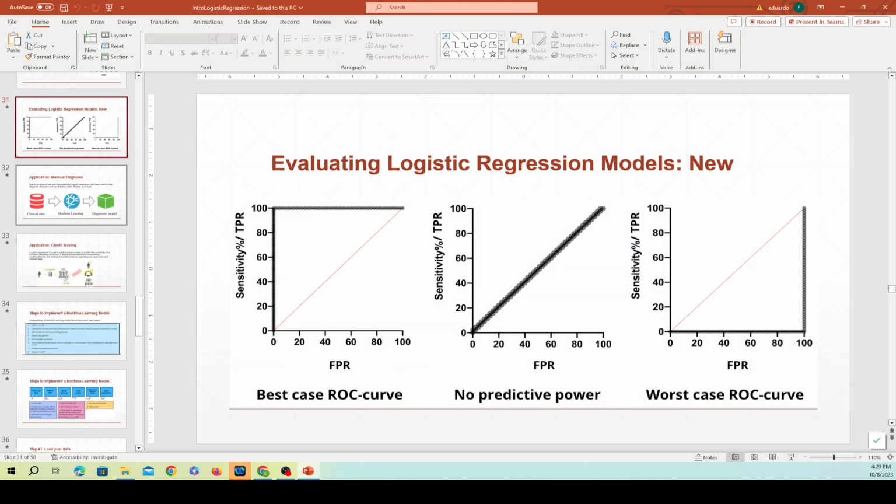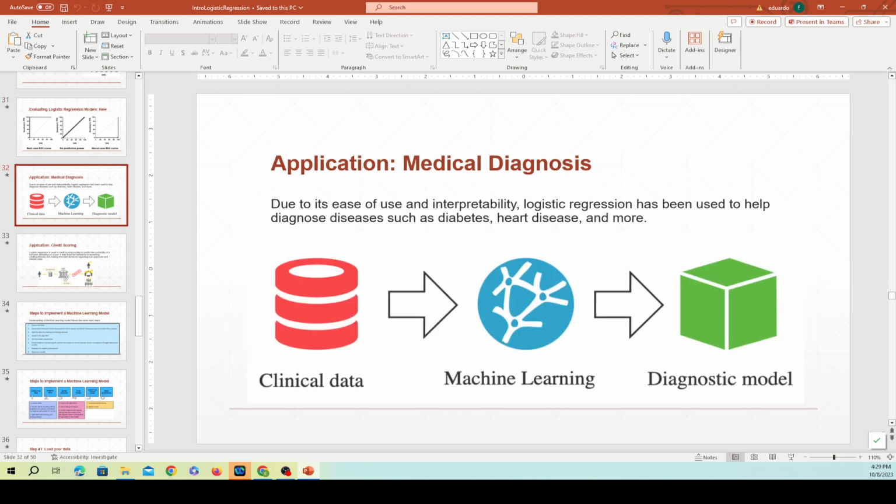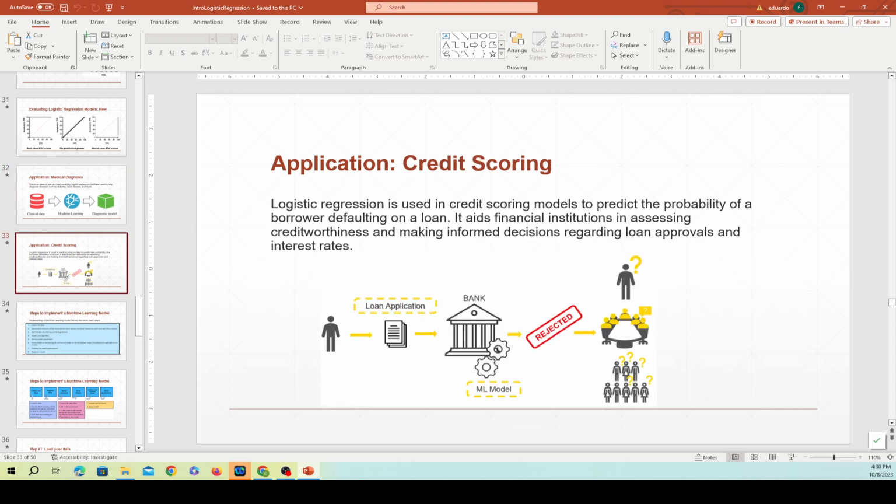So the applications, usually how it works is the application, medical diagnosis, uses clinical data, puts it into the machine learning, and it makes a diagnosis. Due to its interpretability, logistic regression has been used to help diagnose diseases such as diabetes, heart disease, and more. Because we can actually explain why the system made that prediction, we can use it for medical purposes. Another way we can use it is for credit scoring, to determine if they should loan the money to the person or not. So we can use logistic regression as a way for credit scoring.